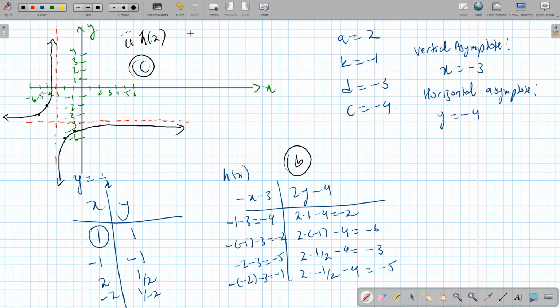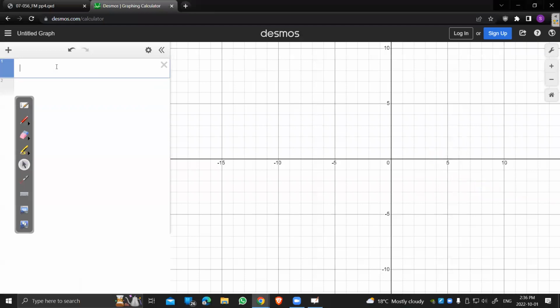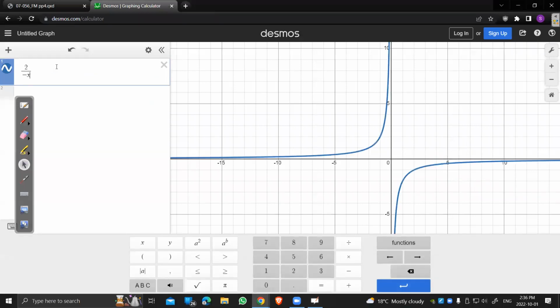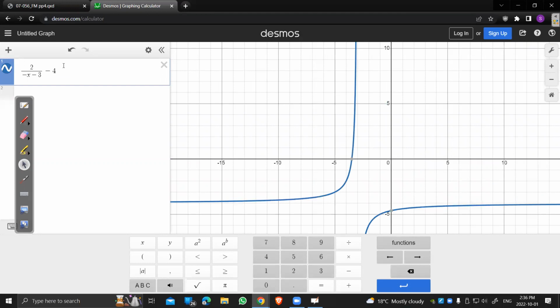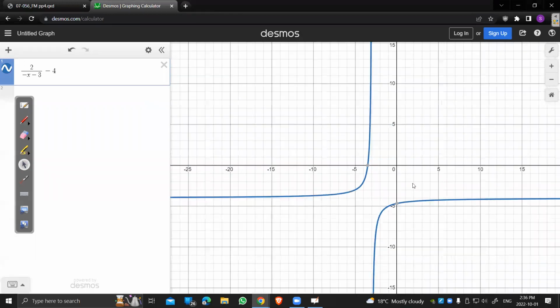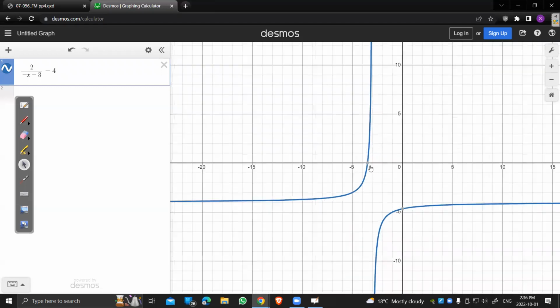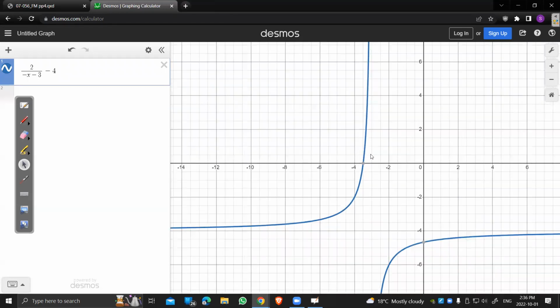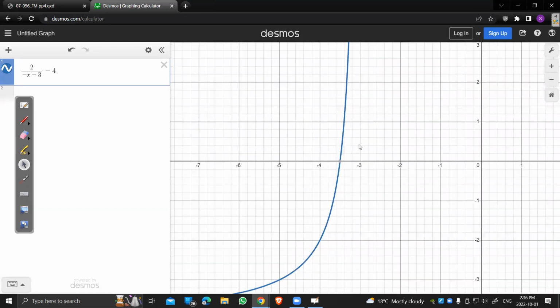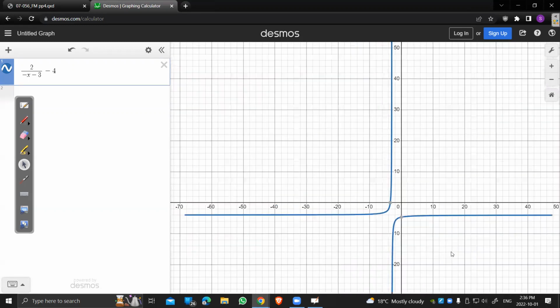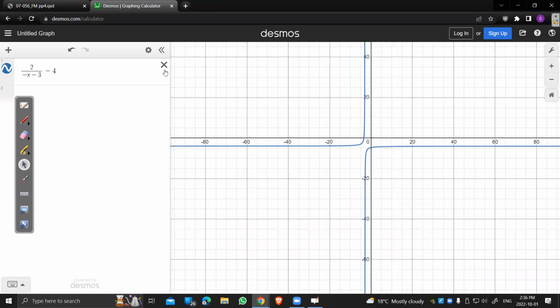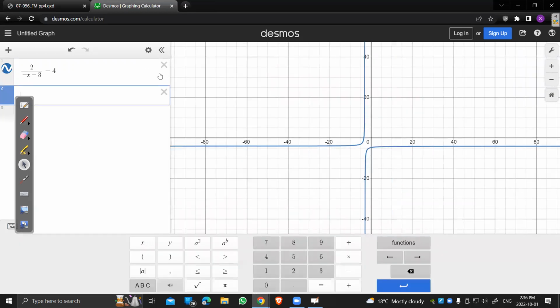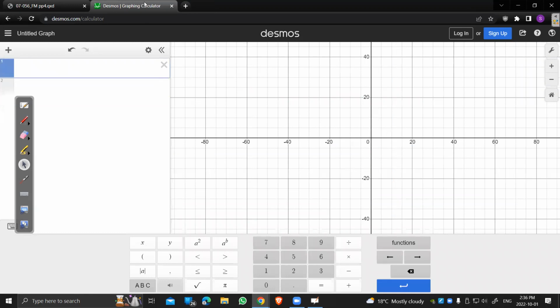We can double check this question. Right, again, if it's an assignment, double check, doesn't hurt. 2 over -x minus 3 minus 4. And does it look like this? Yeah. We don't have those points, but as long as we have the right asymptotes. Yeah, there's an asymptote at -4, and there's an asymptote at -3. Yeah, we're good. It's gonna go forever in both directions. Cool? Okay.